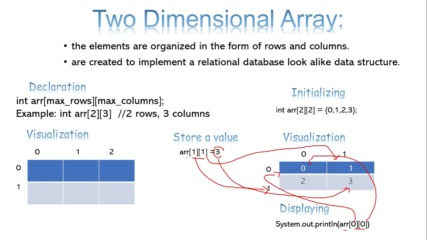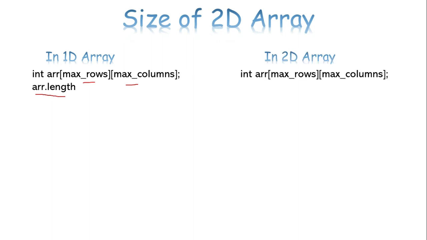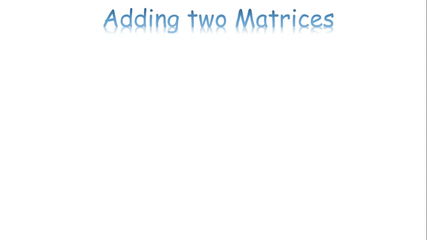It's displaying 0. Now how do we know the size of a 2D array? In a one-dimensional array, if you declare the array like this, to know the length of the array, you just need to write the name of the array then dot length. In a 2D array, we also apply the same thing. We use array name dot length to determine the number of rows in a 2D array, because the length of a 2D array is equal to the number of rows it has. And the number of columns may vary from row to row. Matrix is a good example of a 2D array.